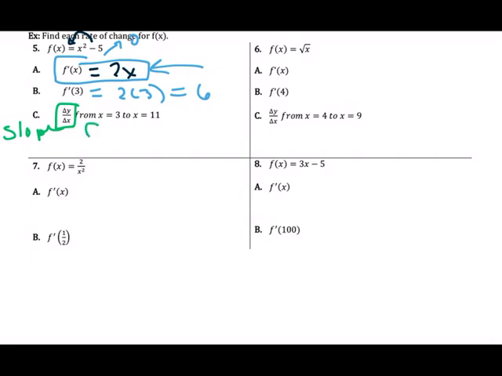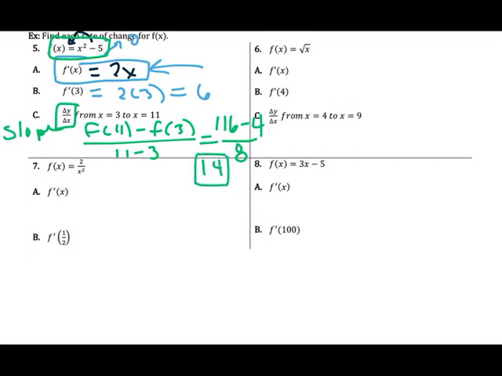So what that means is we need to find f of 11 minus f of 3 and divide that by 11 minus 3. Well, f of 11, so I'm plugging these numbers in up here. 11 squared is 121 minus 5 is going to be 116. If I plug 3 in, 3 squared is 9 minus 5 is 4. And we're going to divide that all by 8. And if I do 116 minus 4, I get 112. And 112 divided by 8 is 14. So the slope, or the average rate of change over that interval in number 5 is 14.